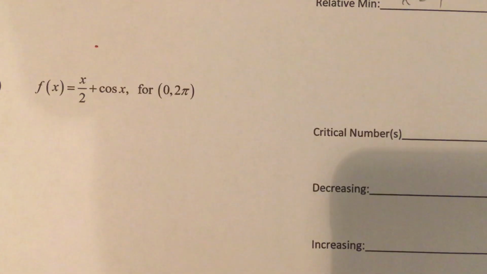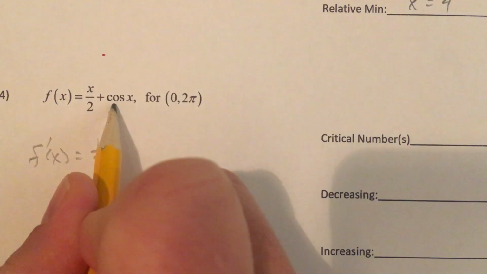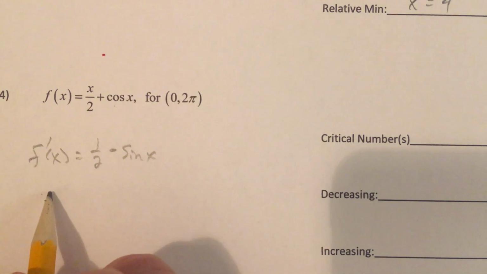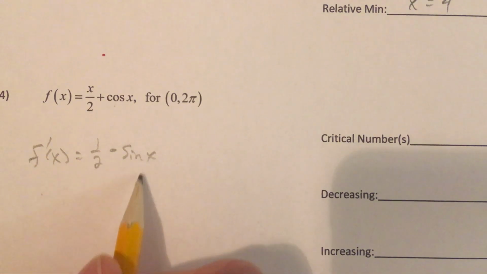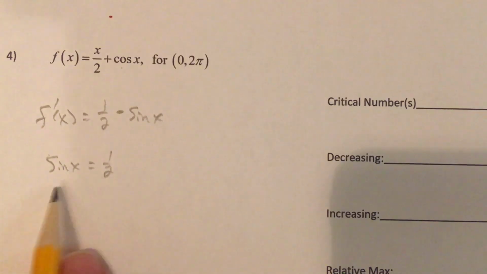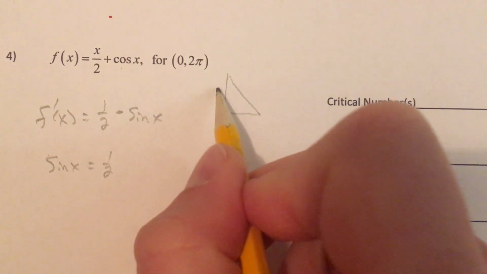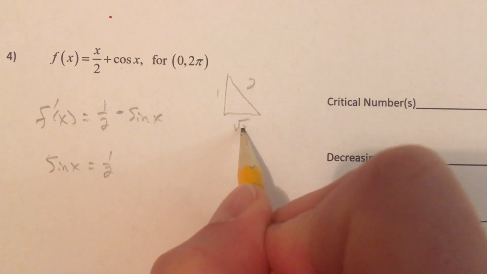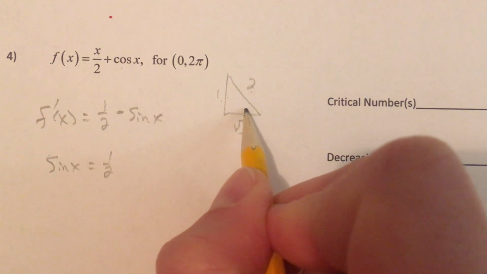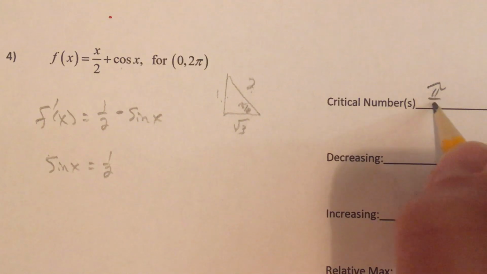Okay. Then for our last one, we're going to set up our derivative, which will be 1/2, and then the derivative of cosine is negative sine. And so when I set that equal to 0, I'm going to get 0 equals 1/2 minus sine x. If I add that sine x over, it's just sine x equals 1/2. So really I'm looking at when does sine equal 1/2. If I think through opposite, adjacent, hypotenuse, sine 1/2 would be opposite over hypotenuse. And that's for 30 degrees, or pi over 6. So I know that pi over 6 is a critical number.